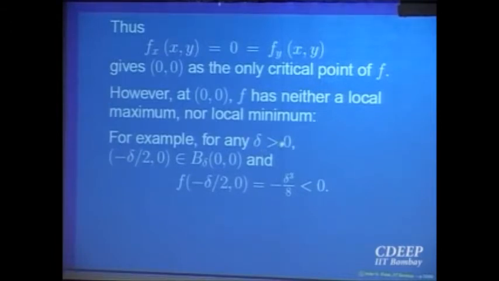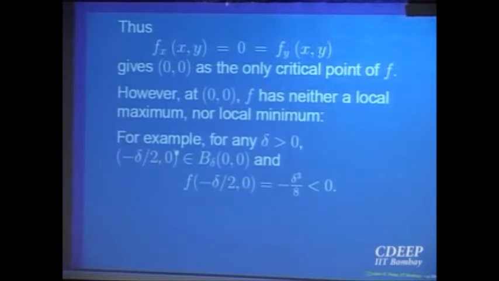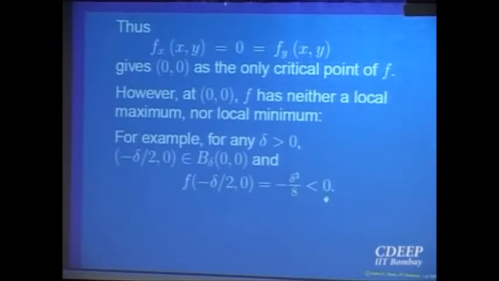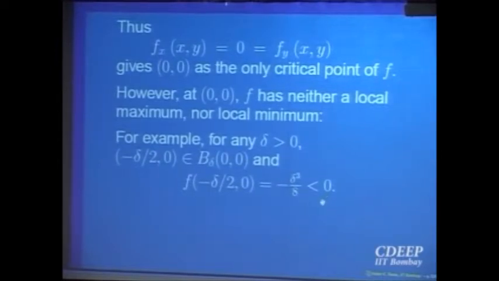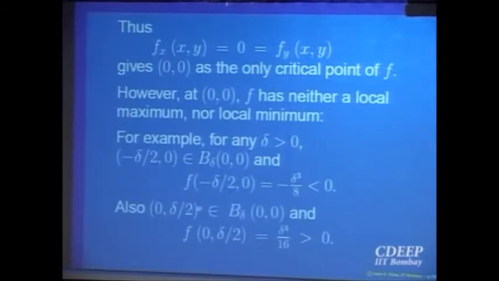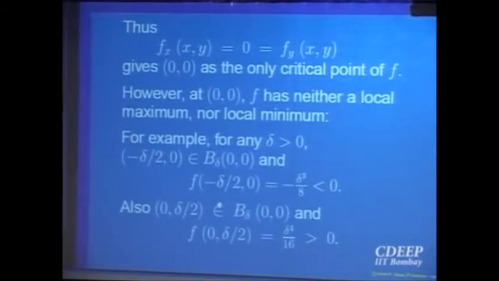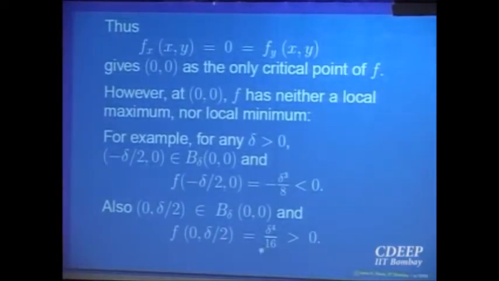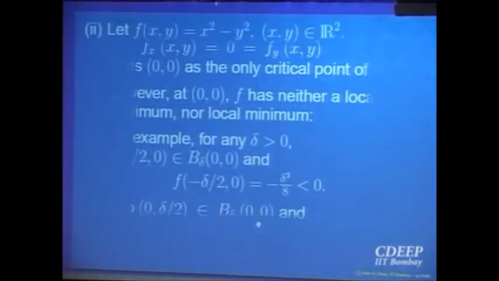So take any delta bigger than 0. Then the negative part of the x-axis from minus delta by 2 to 0 is inside that domain, right? Inside the open ball of radius delta at 0, 0, and there the function takes negative values, right? That is how you write mathematically what you have just described. And similarly, if you take 0 to delta on the positive side, howsoever small the delta may be, howsoever small the neighborhood may be, the function will take positive values also.